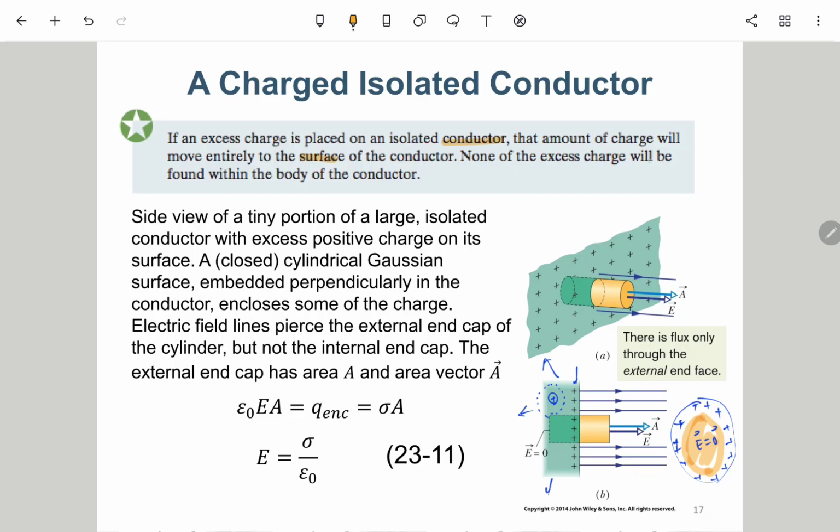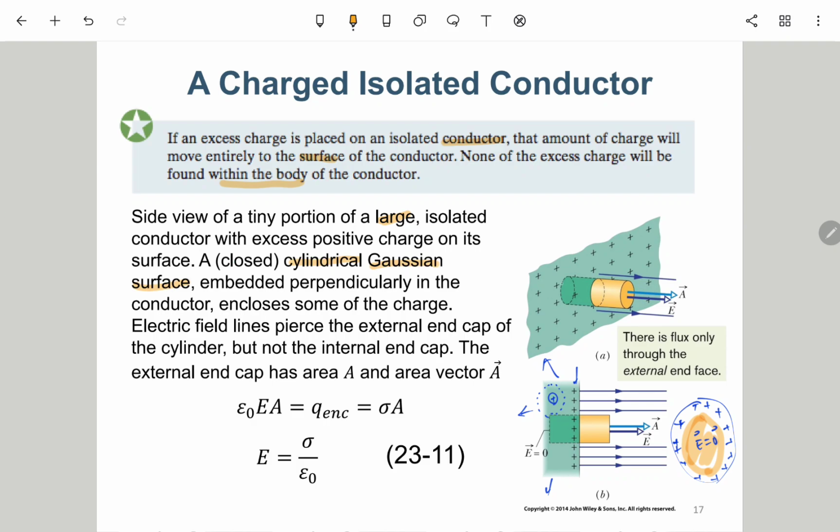Okay, so none of the excess charge will be found within the body of the conductor. Okay, the side view of a tiny portion of a large isolated conductor. Another keyword is large, which means infinitely large. An isolated conductor with excess positive charge on this surface. So a closed cylinder, a cylindrical Gaussian surface.